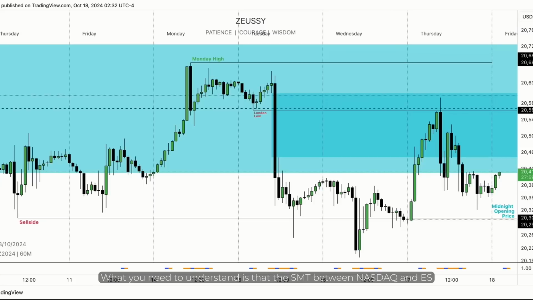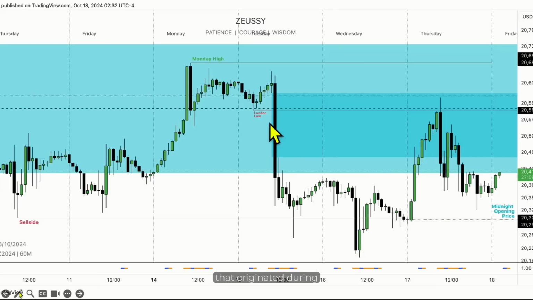What you need to understand is that the SMT between NasDaq and the ES that originated during Thursday's morning session relative to that Monday high, right there, was anticipated and called in advance. The whole delivery that took place on Thursday was literally shared within that review clip.